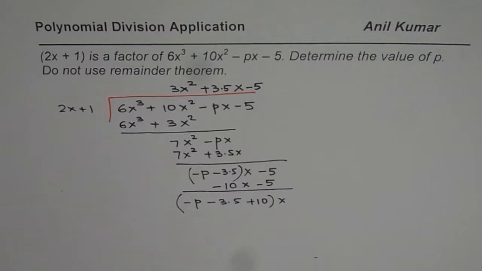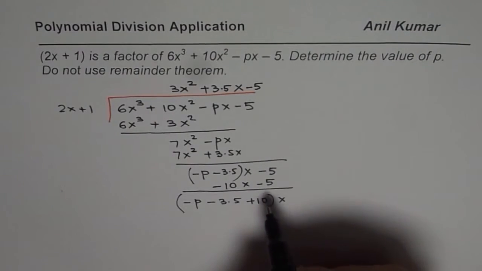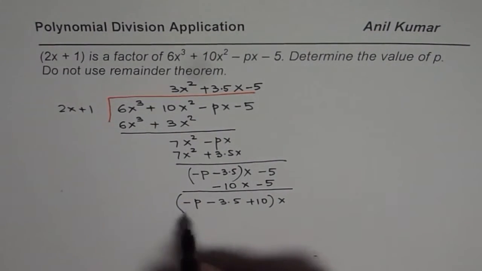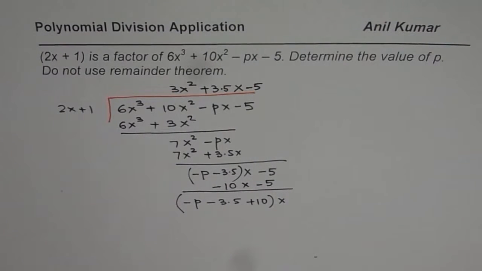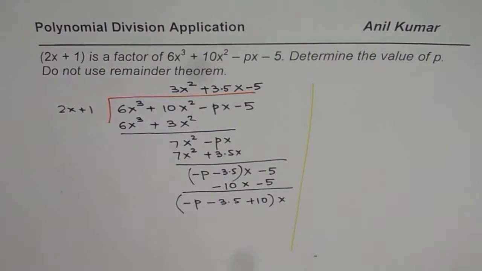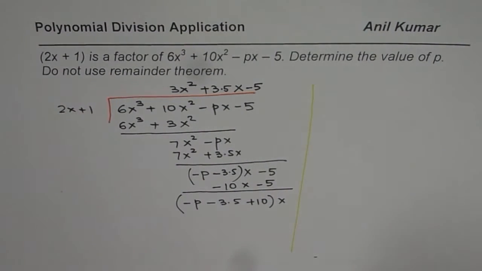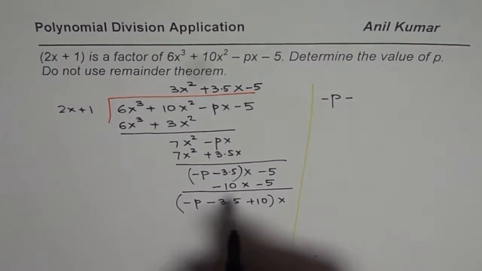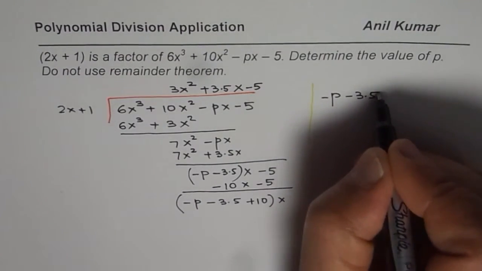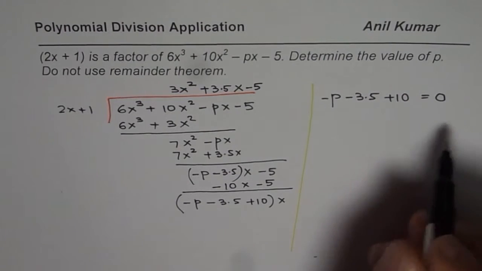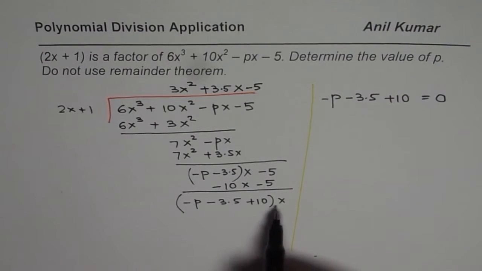Now, since we know that this remainder should be 0, we can equate that to 0 and solve for p, right? That is the strategy: whatever remainder we get, we have to equate that to 0. So let me equate this to 0, which is to say minus p minus 3.5, plus 10, should be equal to 0. That's the only way the remainder can be 0, right?